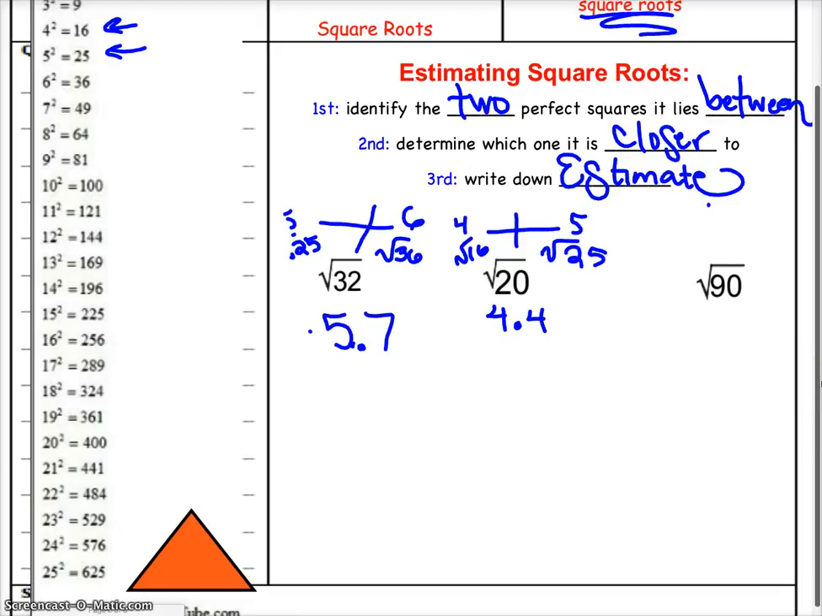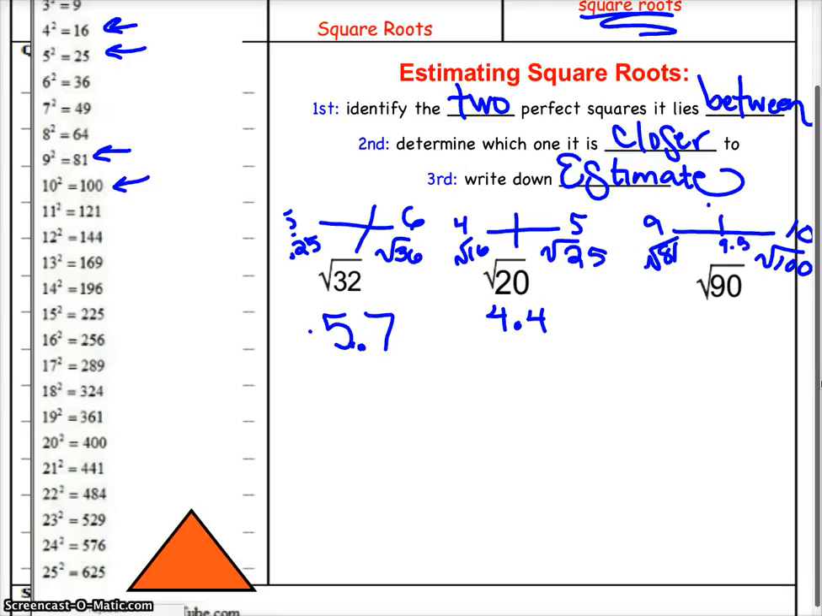Okay, so my next example is the square root of 90. So I look to see which perfect squares the square root of 90 is between, and I see it's between the square root of 81 and the square root of 100. I know the square root of 81 is 9, the square root of 100 is 10. I then make my little mini number line, remembering that right in the middle would represent like 9.5.